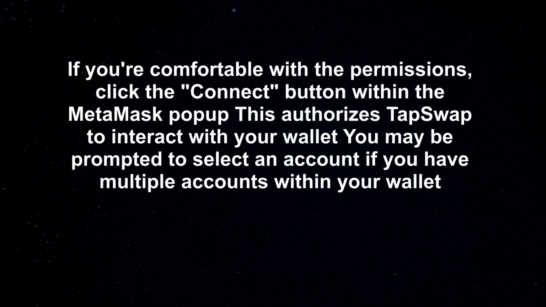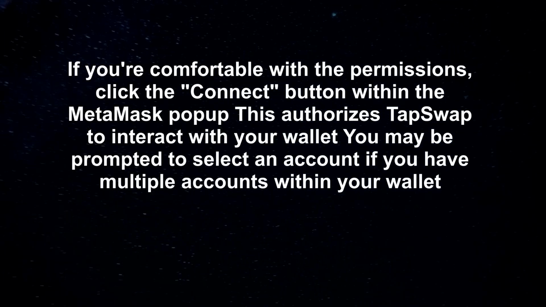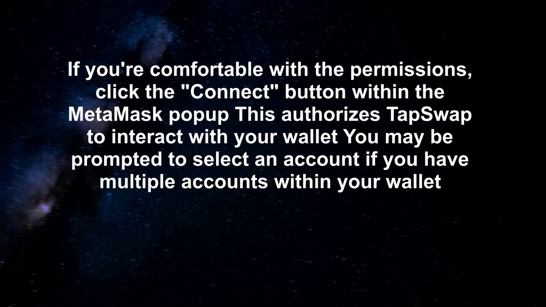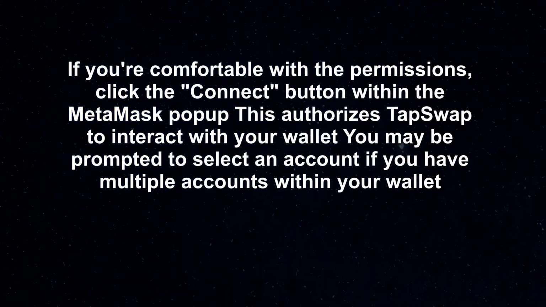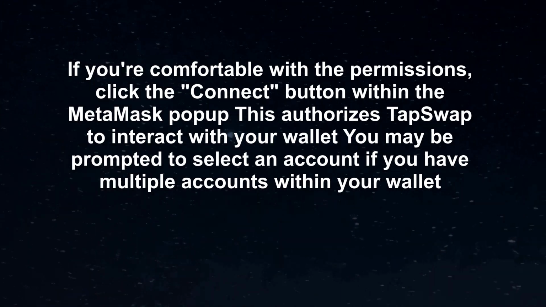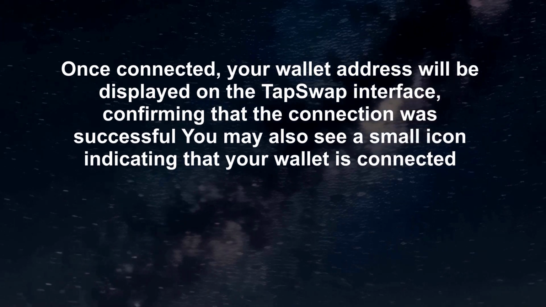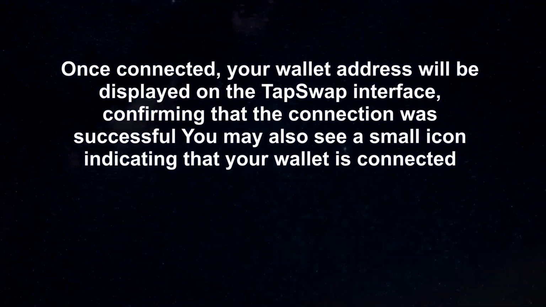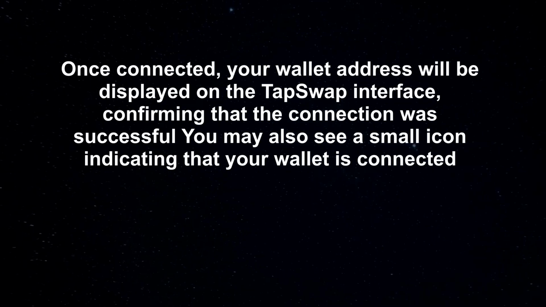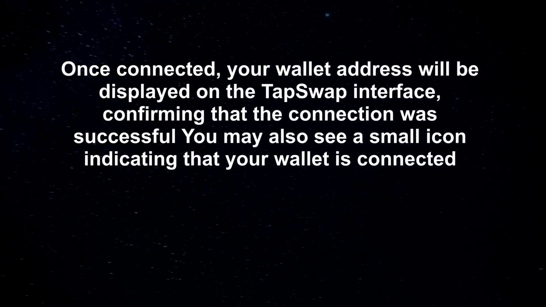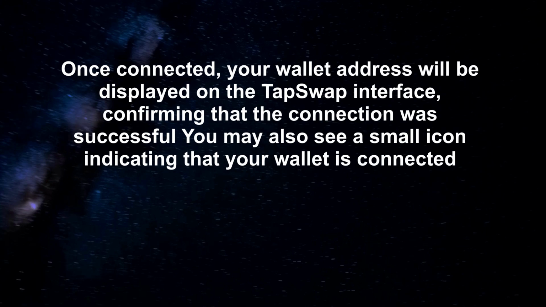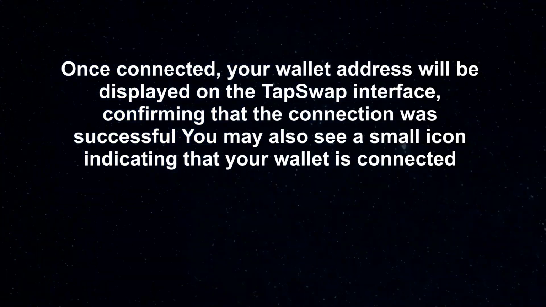If you're comfortable with the permissions, click the Connect button within the MetaMask pop-up. This authorizes TapSwap to interact with your wallet. You may be prompted to select an account if you have multiple accounts within your wallet. Once connected, your wallet address will be displayed on the TapSwap interface, confirming that the connection was successful. You may also see a small icon indicating that your wallet is connected.